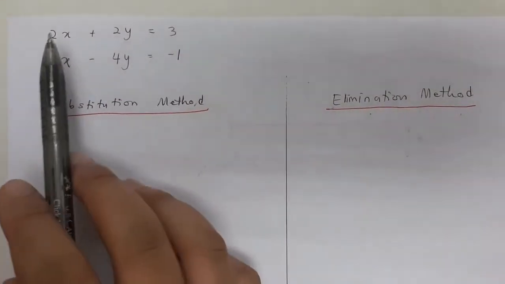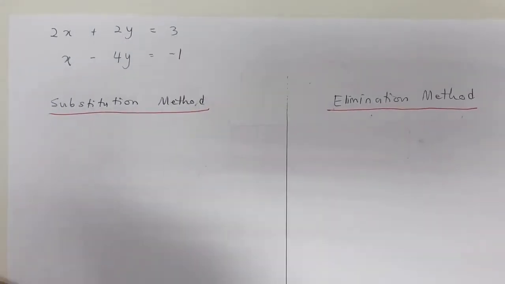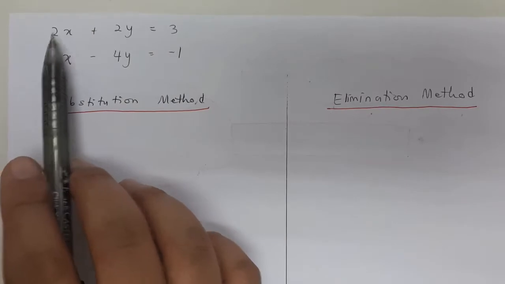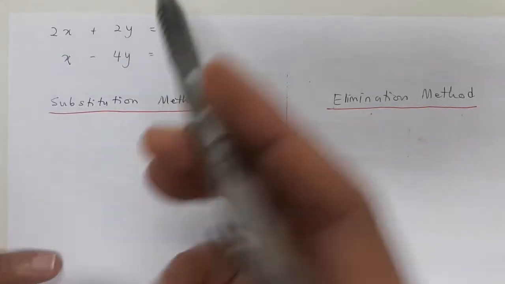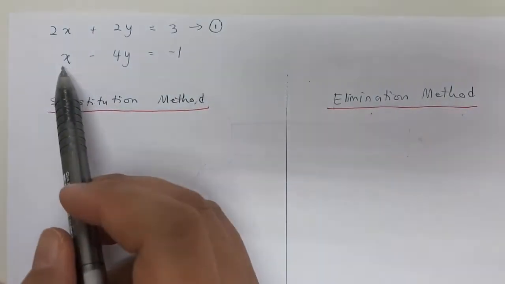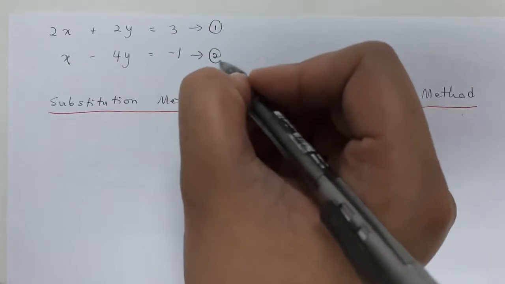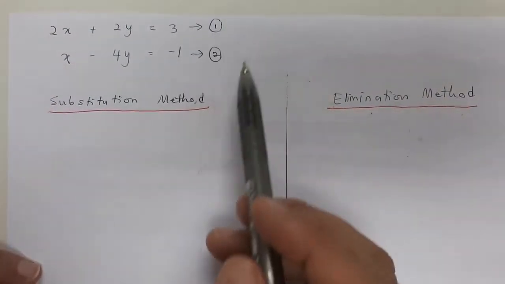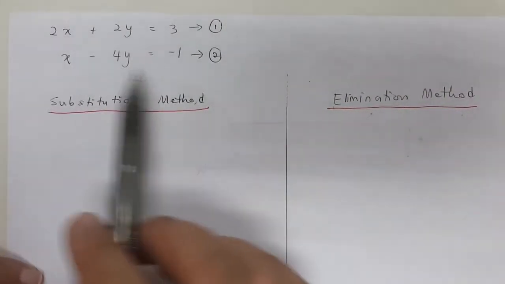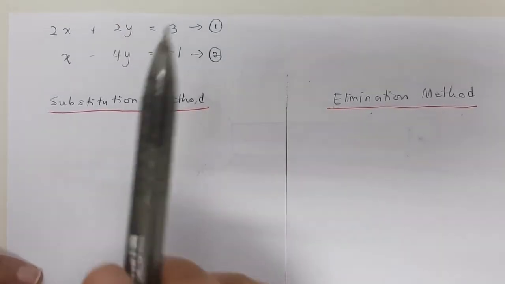Let's discuss this example. Here we have two different linear equations. The first one is 2x plus 2y equal 3. Let's name this equation 1. And then x minus 4y equal negative 1. Let's name this equation 2. So in order to solve these linear equations with two variables, we can apply simultaneous equations.